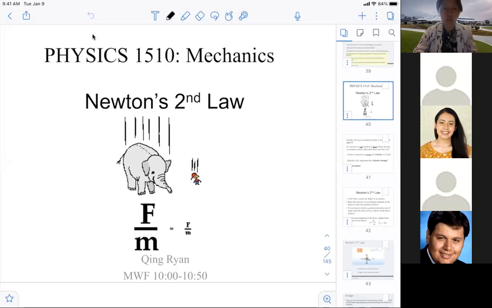All right, so on Monday, we talked about Newton's first law, and let's remind ourselves what that is. Newton's first law says an object that was at rest will stay at rest, and if it was in motion it will stay in motion, unless there is an unbalanced force on it. So today we will talk about Newton's second law. Now we do have an unbalanced force, and what does that do?